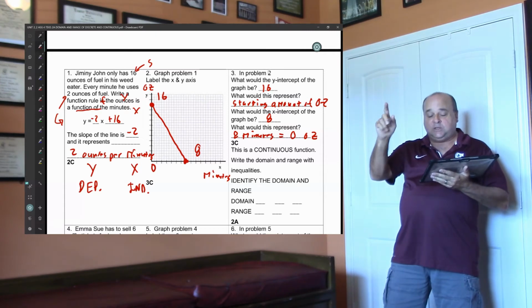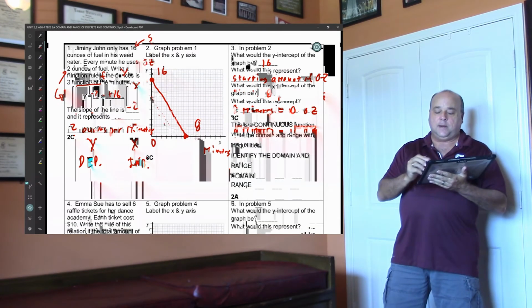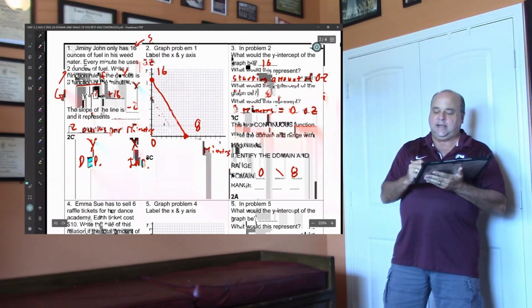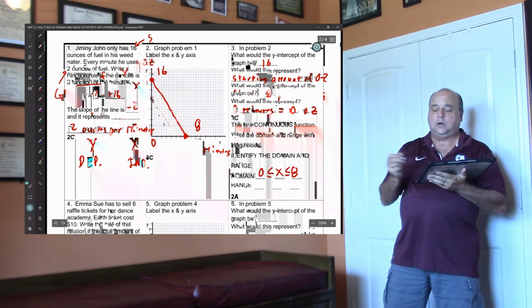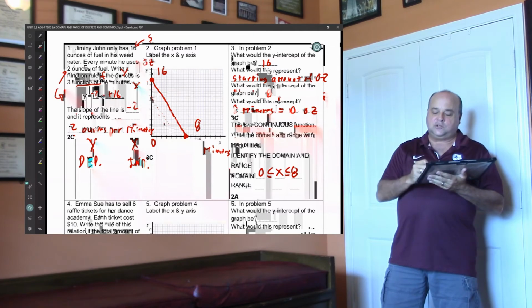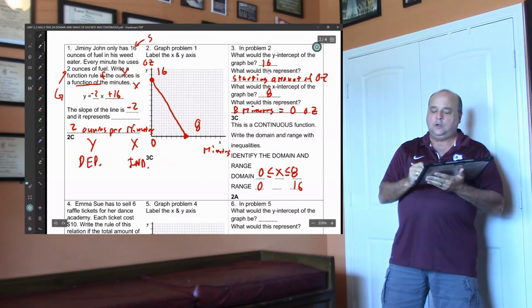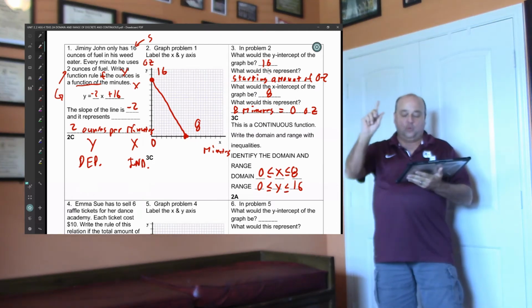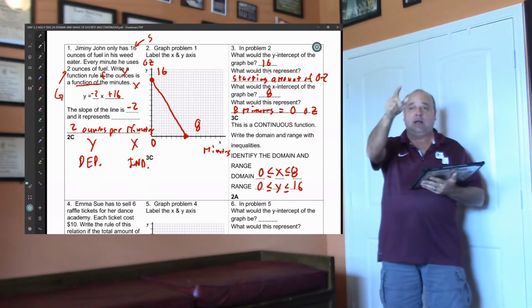This is a continuous function, so we're going to identify the domain and range. The domain goes from 0 to 8. You put an x in the middle and less than or equals, right? The range goes from 0 to 16. You put a y in the middle and you put less than or equals. Pretty simple stuff. I'm going to do one that's a discrete function, and I'm going to let you finish up on your own.